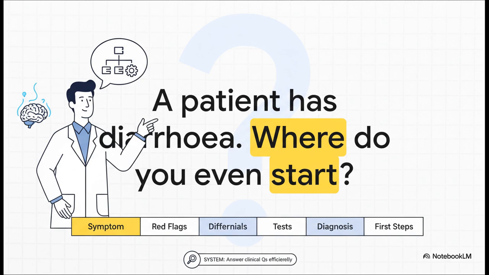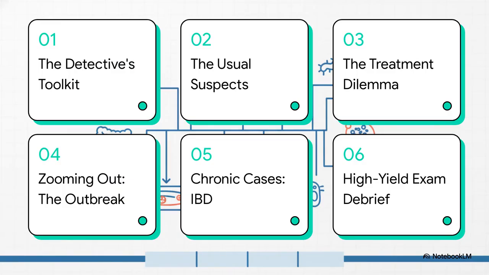And that's the big question, isn't it? Figuring this out quickly, safely, and efficiently is what it's all about. It's not about memorizing a million causes, it's about having a system, a framework for your investigation. So, here's our game plan. Think of this as our case briefing.